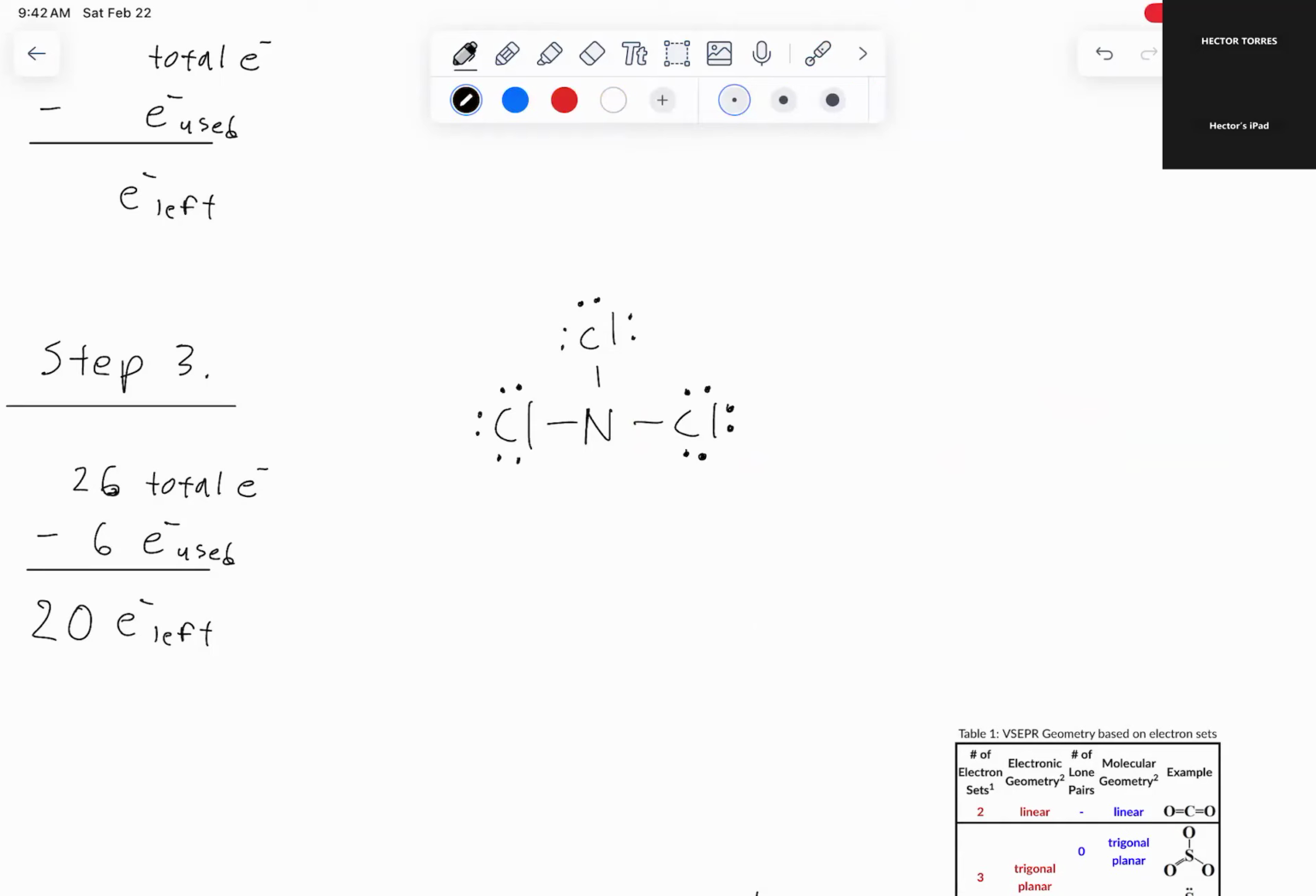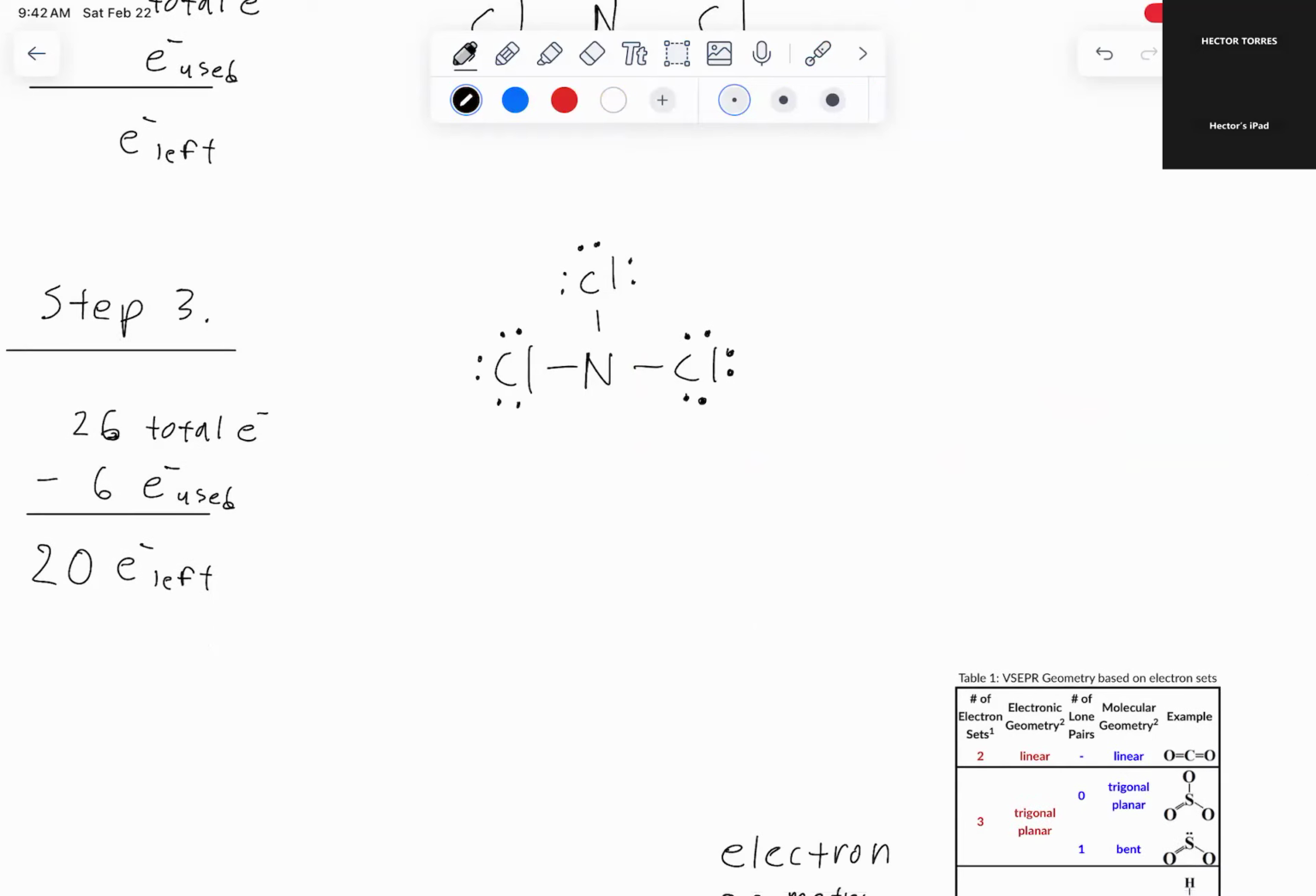Okay, so looking at that, we have 6 around each of them. That means that we just use 18 electrons. So 18 electrons used. And so the leftover that we now have is going to be 2 electrons. And so we can use those to now fill the central atom. So we put them right there.